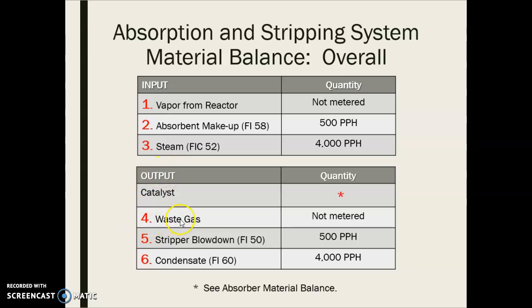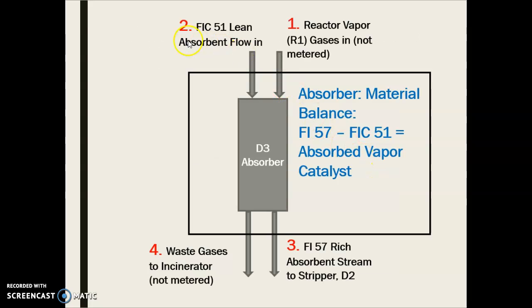Your output is your waste gas, and that is not metered. We also have the catalyst, which we have to calculate, and we'll show you that on the next screen. Your stripper blowdown is at 500 pounds per hour, and your condensate is 4,000 pounds per hour. So these kind of balance here, don't they? Overall, you'll see the vapor in and the waste gas out are basically probably equal.